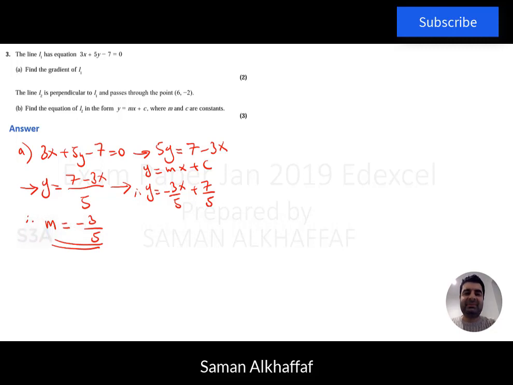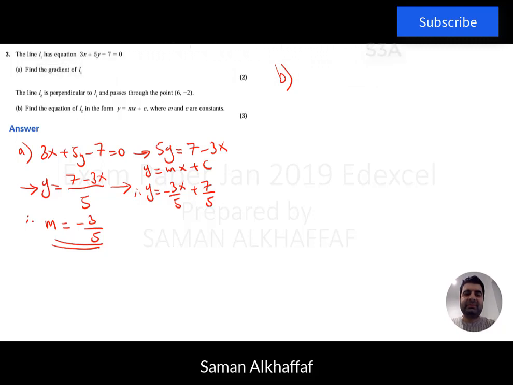Now for part B, the line L2 is perpendicular to line L1 and passes through the point (6, minus 2). We're asked to find the equation of line L2 in the form y equals mx plus c, where m and c are constants. So we can write part B here. In this scenario, we managed to find the gradient, which is minus 3 over 5.